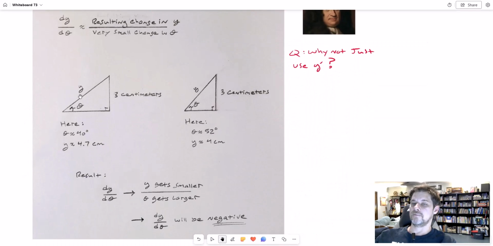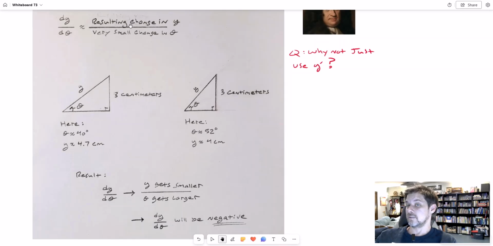So here I've sketched out some examples, and I tried to do this as accurately as I could. I used my ruler and protractor to measure everything. There's going to be some measurement error here, but I still think it's pretty good and it will illustrate my point. I took this arbitrarily to make theta about 40 degrees, and I measured with my protractor that this is 3 centimeters because that side is fixed. And y was about 4.7 centimeters.